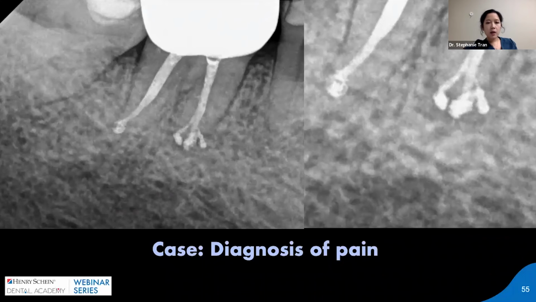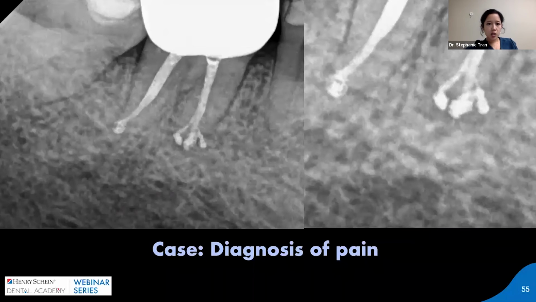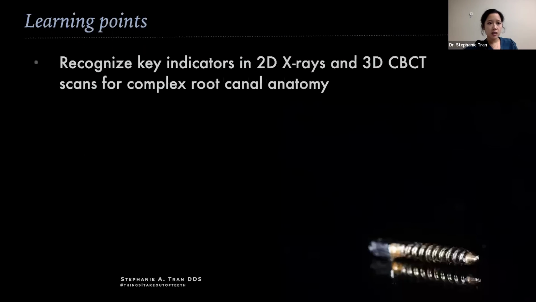And sure enough, that CT also told us that there were only 2 canals. We can see here only 2 canals, 1, 2, rather than 3. And that's exactly the same way it shows up on the postoperative. So cases like these, the CBCT was so helpful for understanding the anatomy and for making the diagnosis.